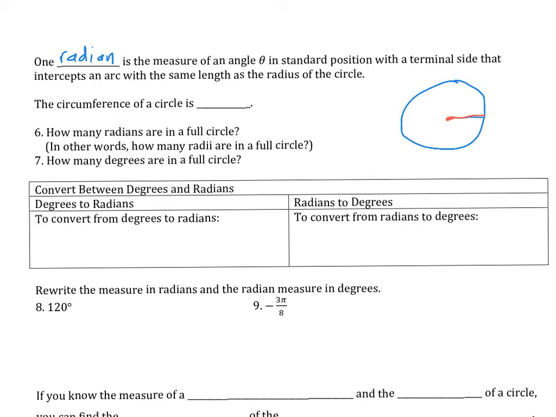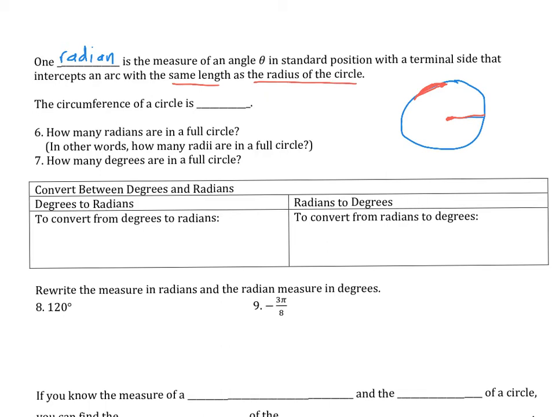Now imagine this distance from the center to the end. Well, what if we wanted to walk that same distance, but actually instead do it on the circle? How far would we get? I would say we would only get about that far. So that is called a radian. A radian is the same length as the radius of a circle.